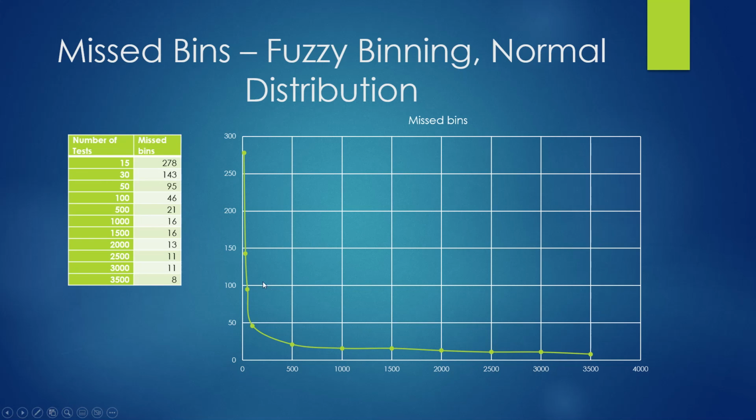This is a curve that shows the same fuzzy binning method, but on the normally distributed data. It's very similar. It starts out at about the same, decreases sharply. However, in the amount of tests that I had run up to 3,500, it never actually does find the true bin of each processor in the data set, but it does quickly decrease as we would expect as we increase the number of tests, and then starts to settle out.